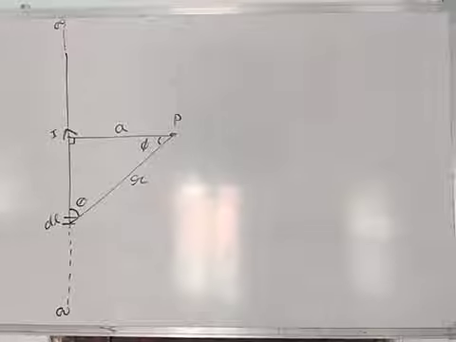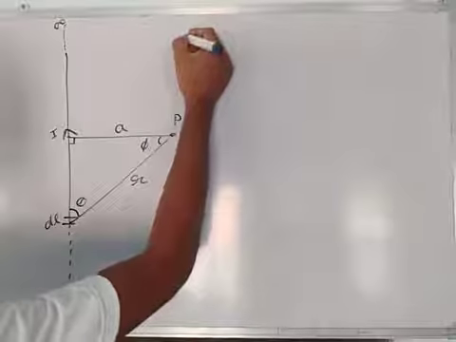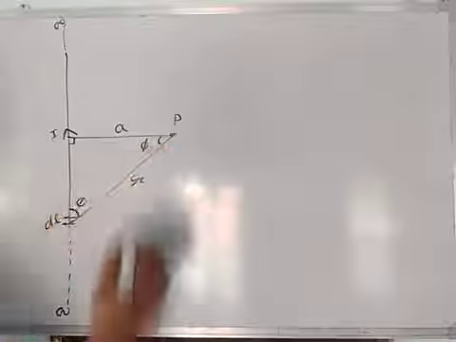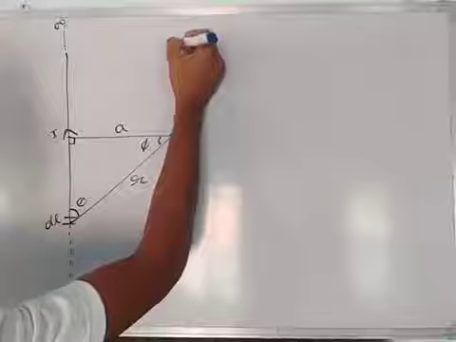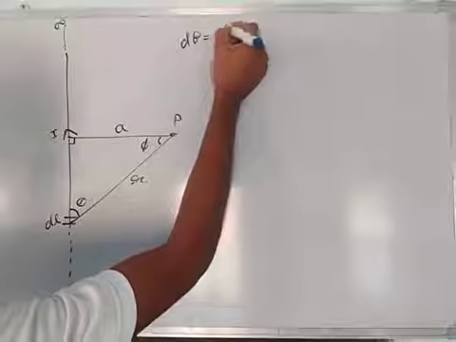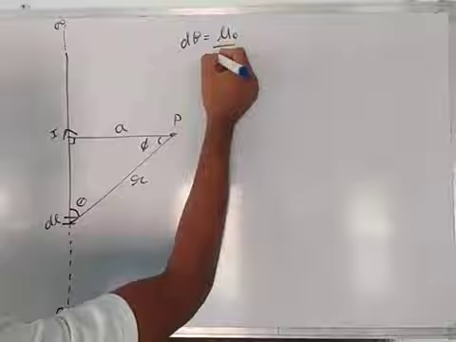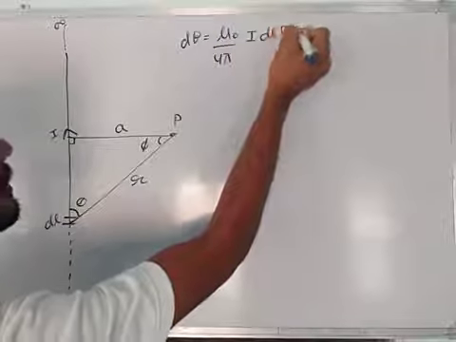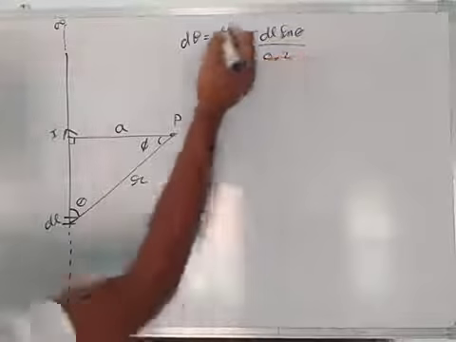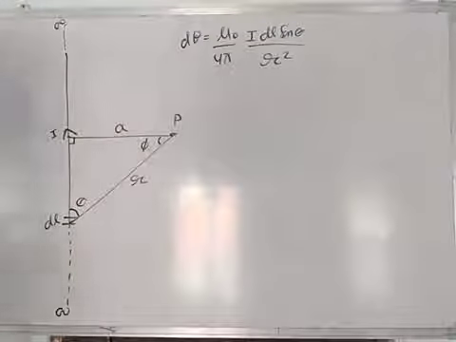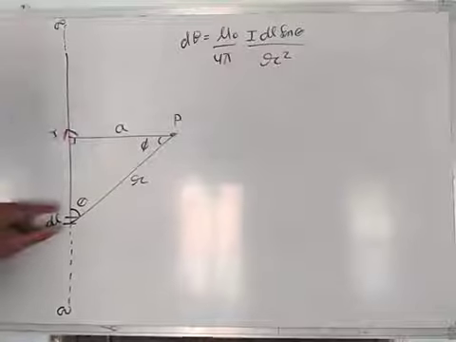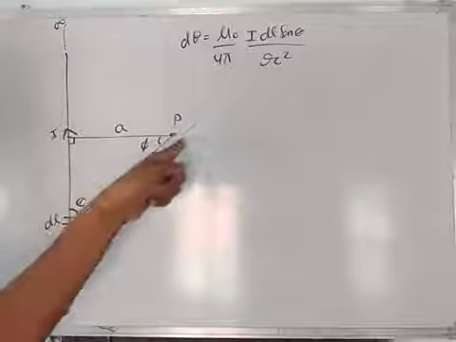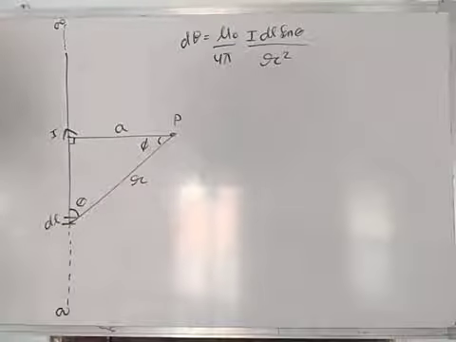Students, let us start our derivation. The magnetic field due to this small element dl at point P will be dB equal to mu naught upon 4 pi, I dl sin theta by r square. Mu naught upon 4 pi is 10 to the power minus 7. I is the current, dl is this small length, sin theta is this angle, and r is the distance between dl and P.